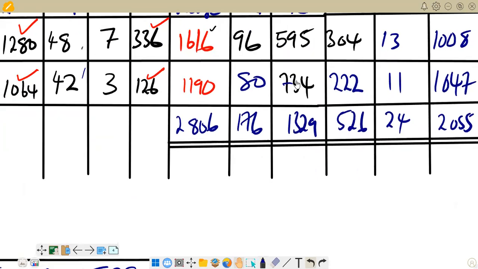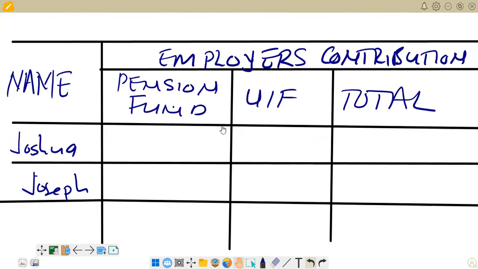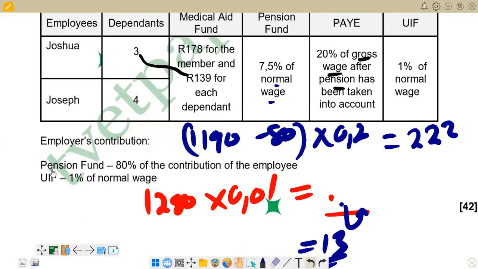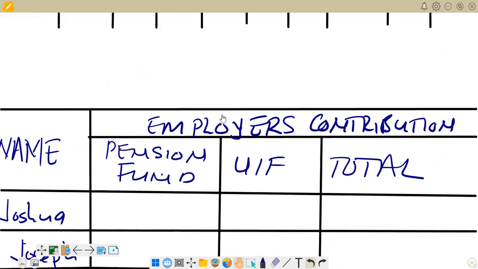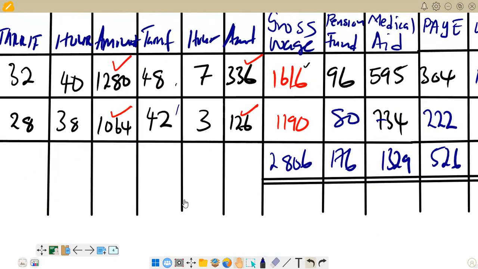Also we have a section that we need to fill in, that is here for the employer's contribution. So we also have instructions that we are given there in terms of employer's contribution. The first one is saying pension funds, 80% of the contribution of the employee. So you come here for pension funds, we are saying for Joshua, remember, we have 96 for Joshua, then for Joseph we have 80, and they are saying 80%.